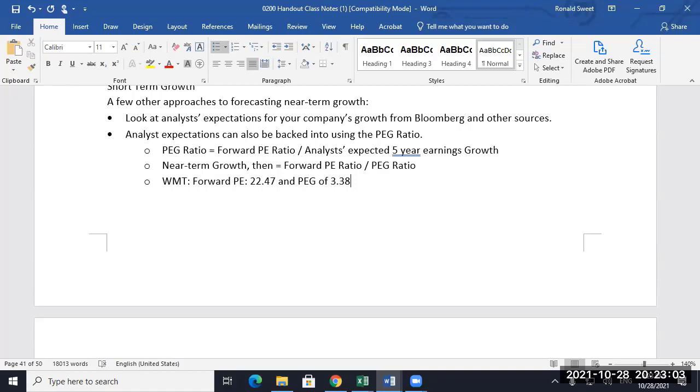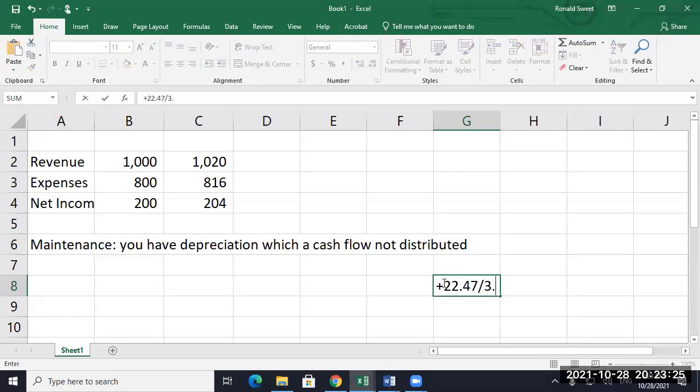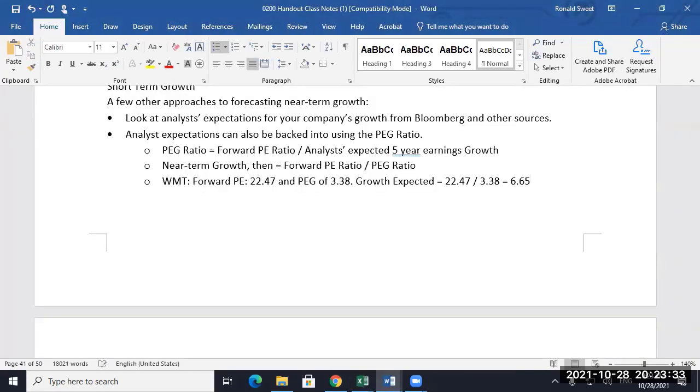All right, so we got a PE of 22.47 and a PEG of 3.38. So what is the growth? It equals 22.47 divided by 3.38. Can someone do that for me? 6.65. Is that 665% or 6.65%? 6.65%. All right, so they convert it to an integer and then they divide it out.